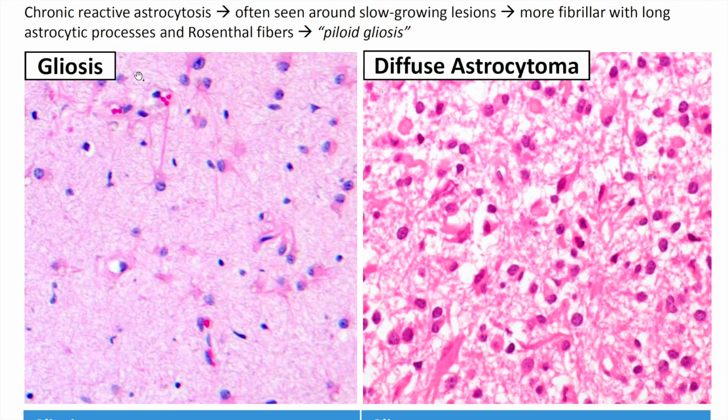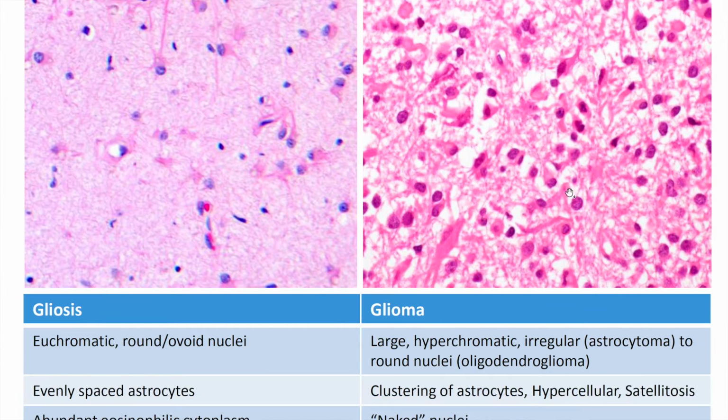So on the left, we have gliosis, and on the right, we have a diffuse astrocytoma. And I guess just to my untrained eye, on the right, it certainly looks more cellular. Then on the left, perhaps has a little bit more solid background on the gliosis, and the diffuse astrocytoma seems to have, at least appreciating, a lot more nuclei, a lot more cells than in the gliosis image.